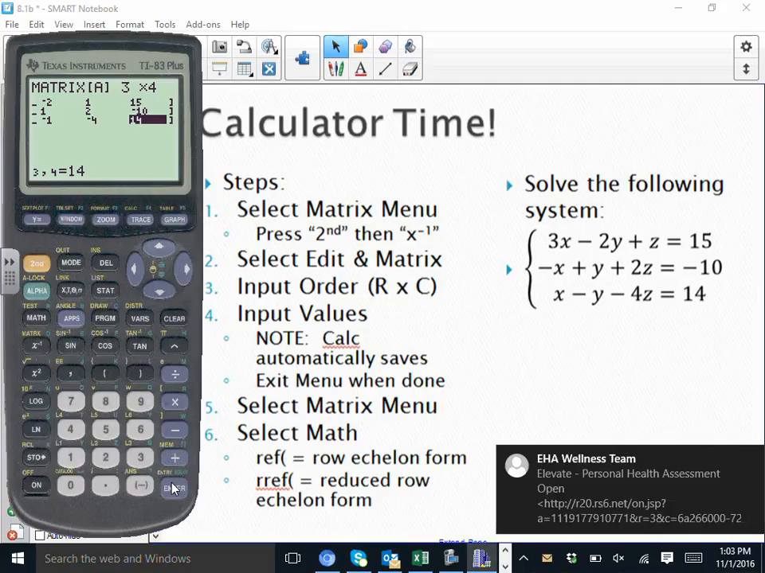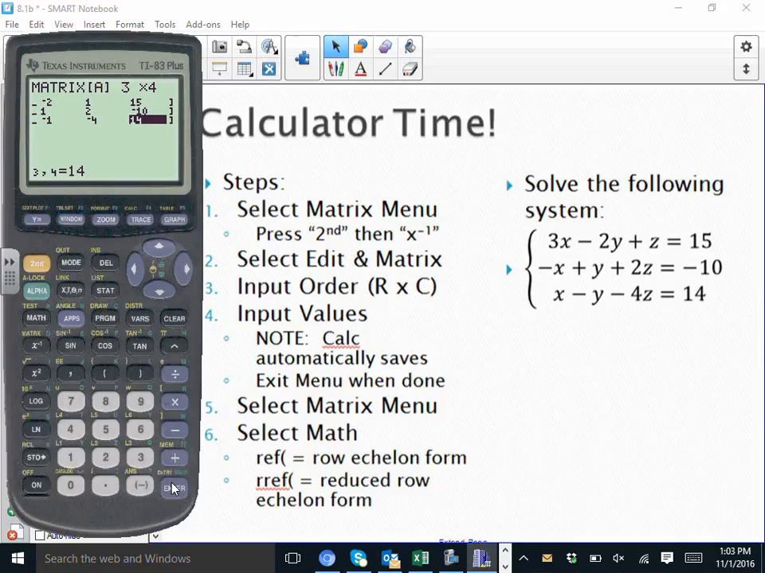So once you have your matrix entered, to get back to the main screen, press second and quit is right here. Now, if we go back to the matrix menu, remember how to get there? Okay. Under the math menu, there are a bunch of different things that we can find regarding a matrix. So go ahead and hit the up arrow because we want to go to the bottom.